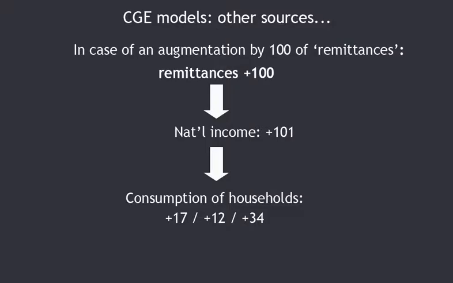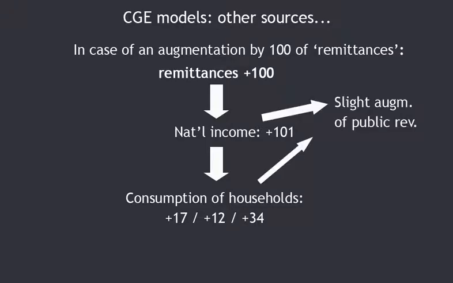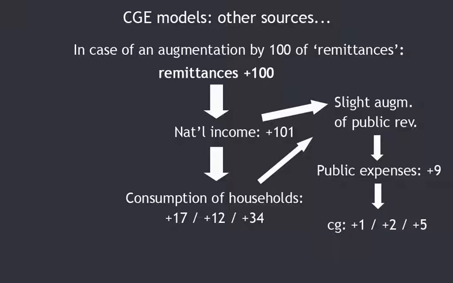At the same time, public revenues increase slightly because direct and indirect taxes increase slightly due to the increase in income and consumption. We have other mechanisms that come into play, but in the end, public revenues increase slightly, and as a result, public spending also increases, plus 9. And so public spending increased by plus 1 in agriculture, plus 2 in industry, plus 5 in services.